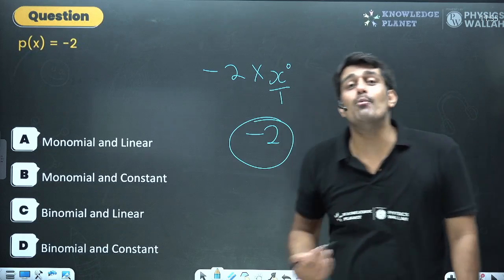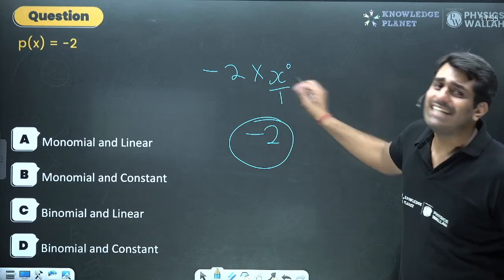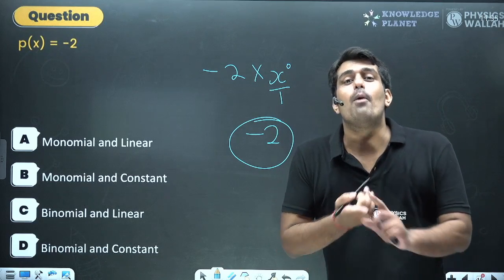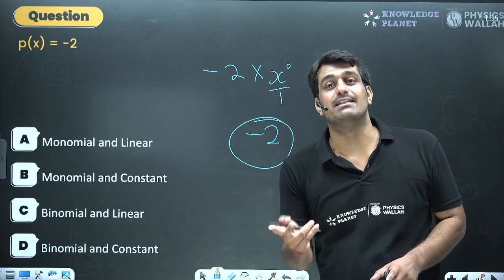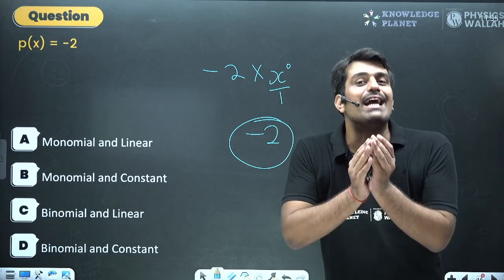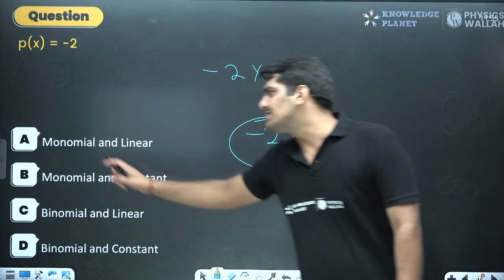Now tell me how many terms are there? Terms? Only 1. Can I count it as the second term? Don't make this mistake. A term is always defined by an operation of addition and subtraction. Multiplication does not make two different terms, though both will be attached and will be counted as a single term. So one term. So we have the option monomial.